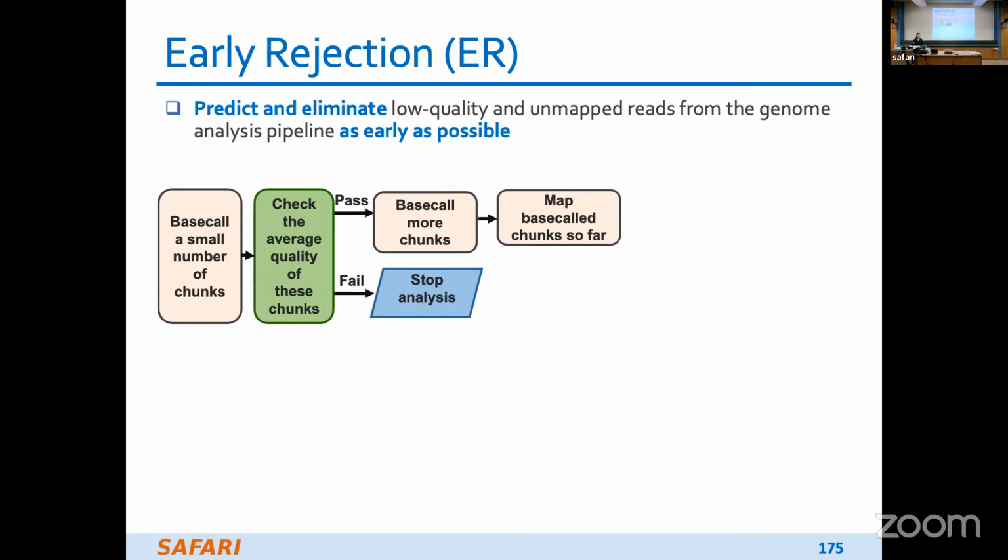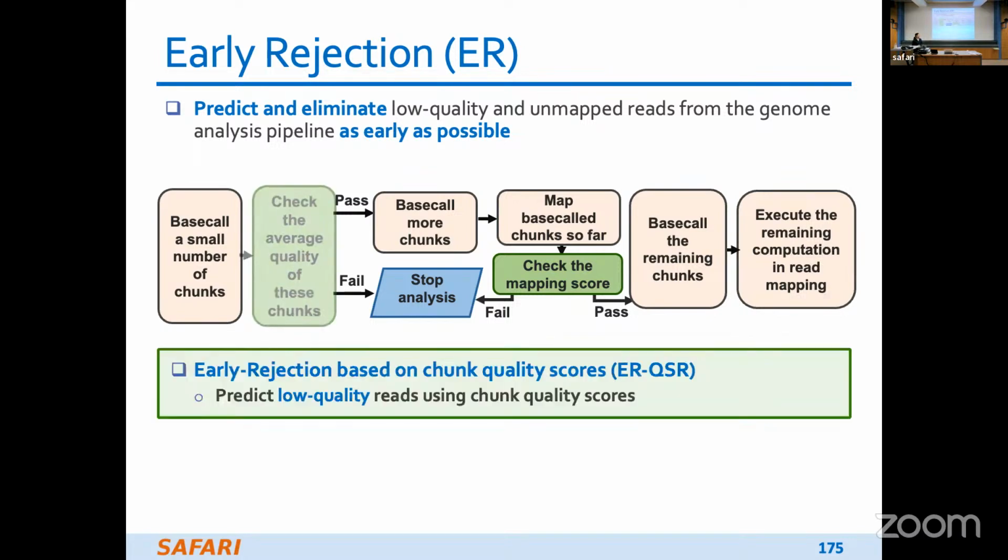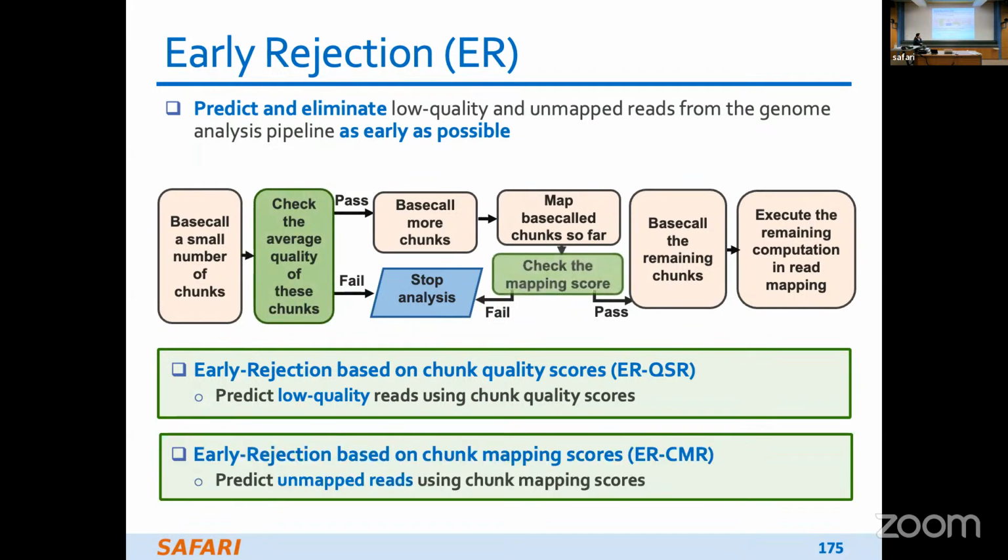and map the base call chunks so far to the reference genome and check the mapping score. If it fails the check, then we stop the analysis on the current read. If it passes the check, then we base call the remaining chunks and execute the remaining computation in the read mapping. So early rejection includes 2 key techniques: early rejection based on the chunk quality scores and early rejection based on chunk mapping scores.